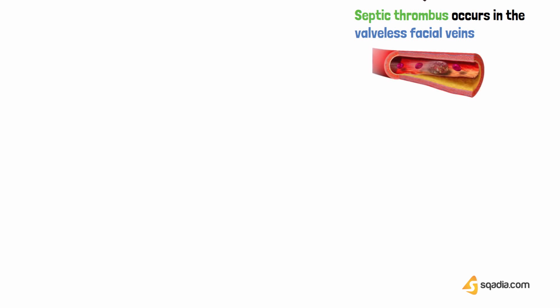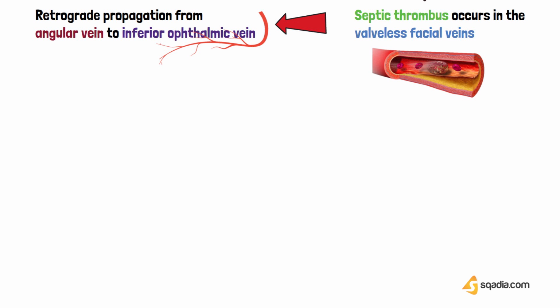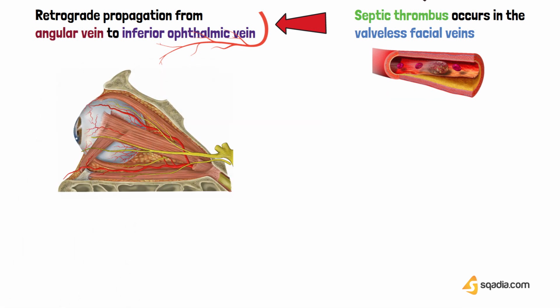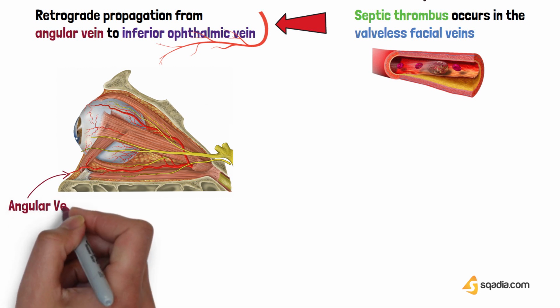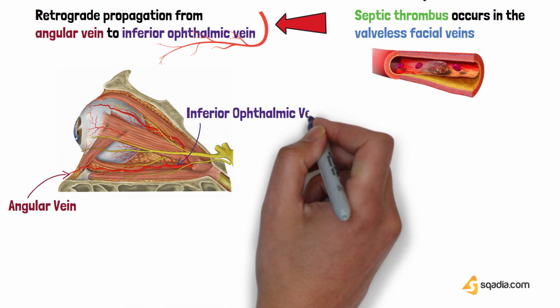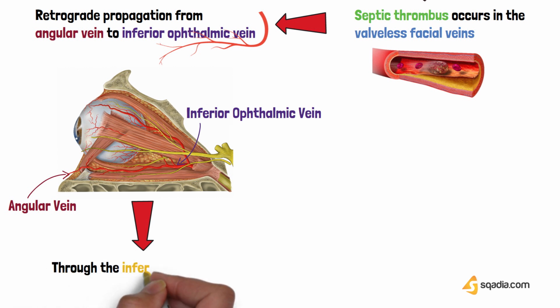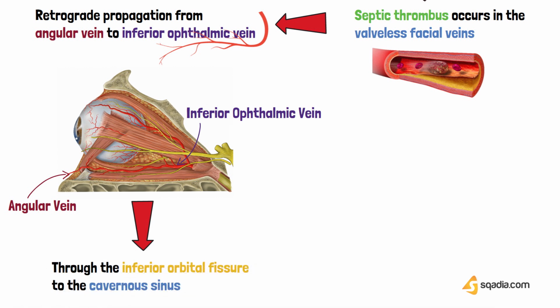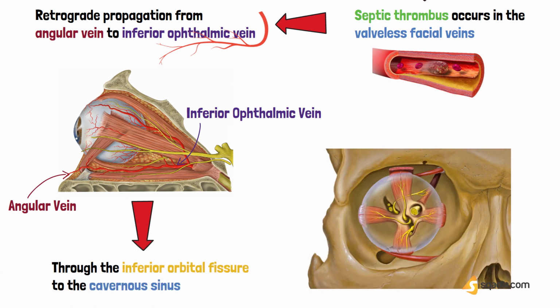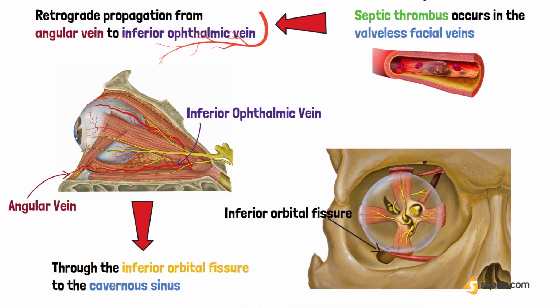or the backward direction. Now, when this occurs, there is a retrograde propagation from the angular vein to the inferior ophthalmic vein. We can see these veins in the picture below. Right here is the angular vein, and extending from this angular vein, going under the eyeball is the inferior ophthalmic vein. When this happens, the inferior ophthalmic vein travels to the inferior orbital fissure and enters the cavernous sinus. Over here in this picture, we can see the inferior orbital fissure through which the ophthalmic vein travels and joins to form the cavernous sinus.